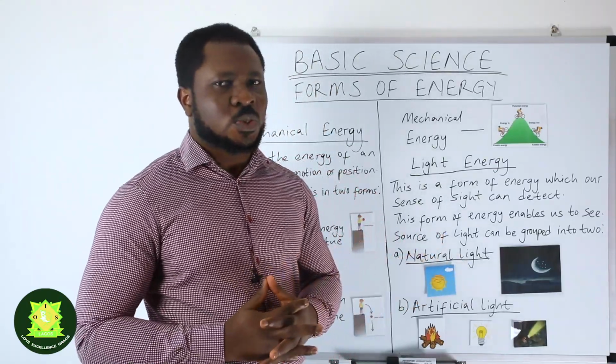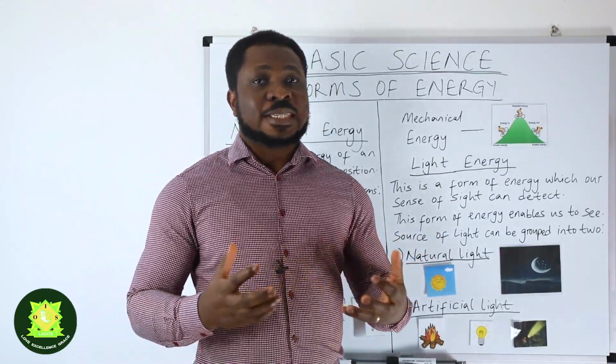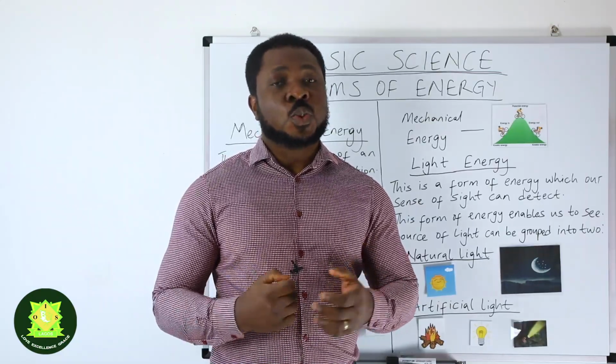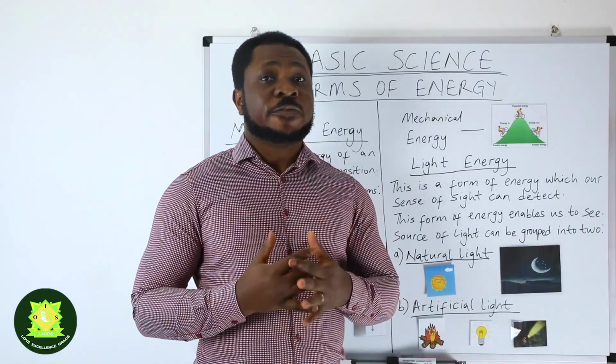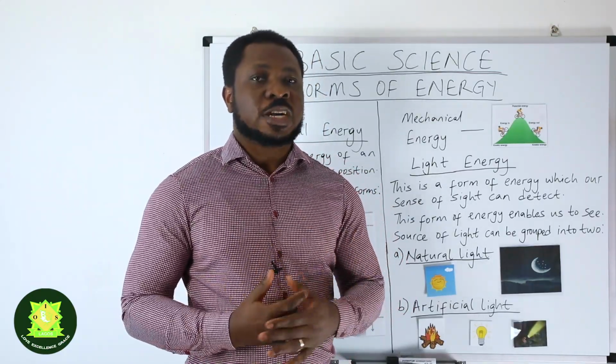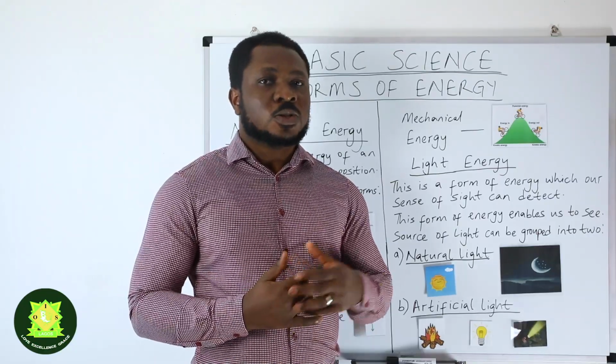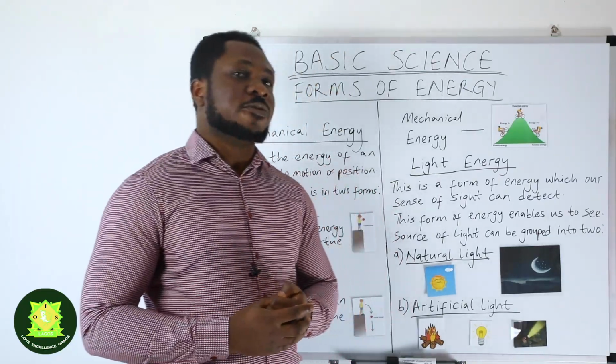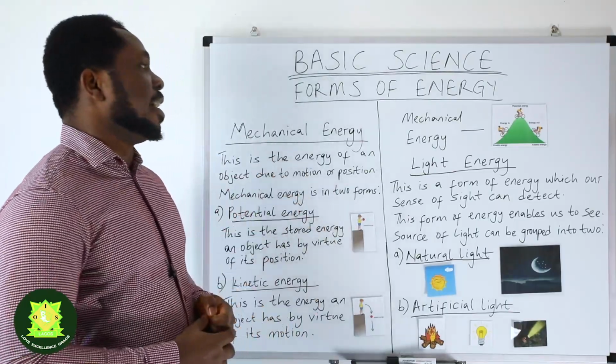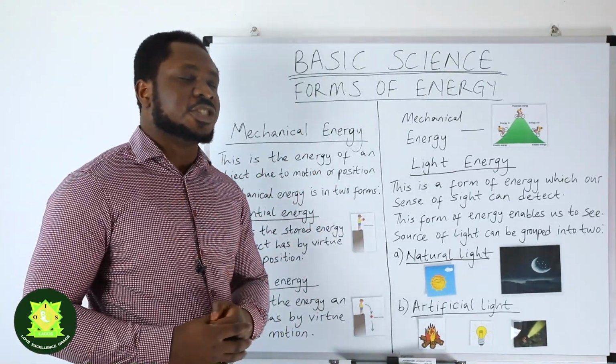In the previous lesson, we talked about energy and we said energy is the ability to do work. We also said there are different forms of energy and we talked about chemical energy. Today, we'll be talking about other forms of energy, which is mechanical energy and light energy.